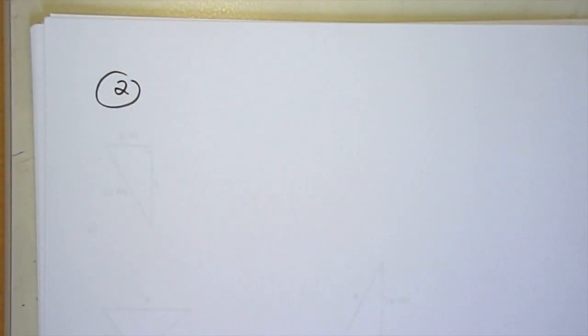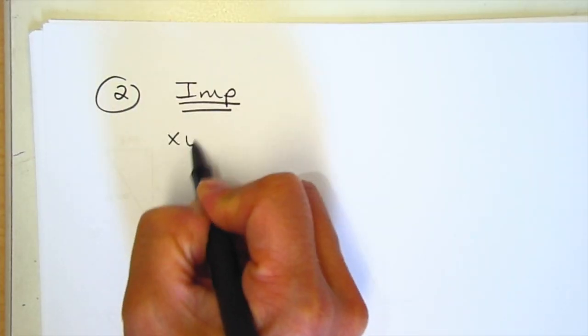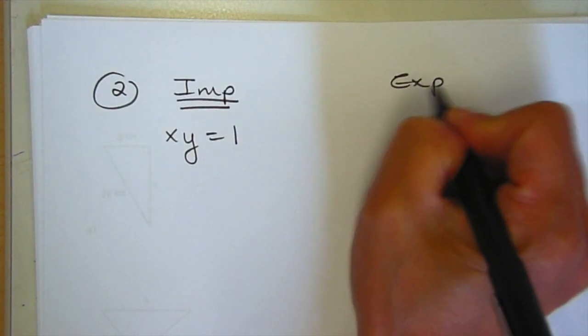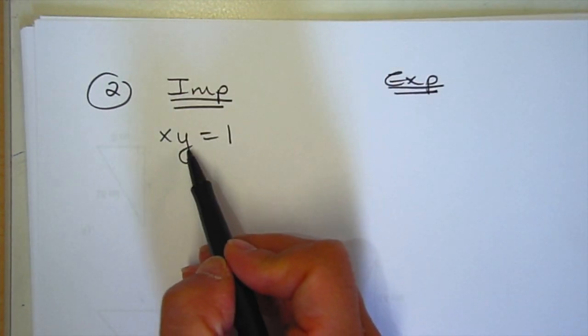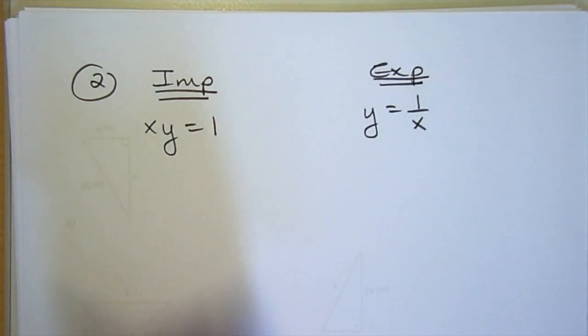Okay, let's try one more problem that you can write both ways. So let's say this is my equation here, xy equals 1. This is implicit. Let me give you another equation, but let's take this and write it explicitly. So this is the same as y equals 1 over x.